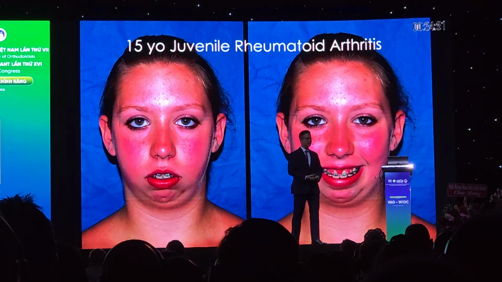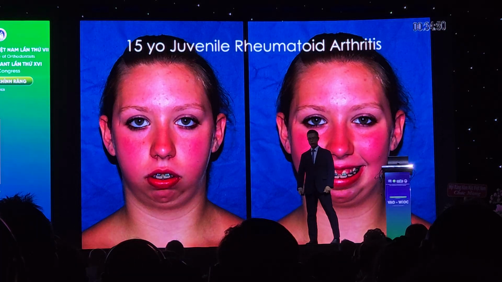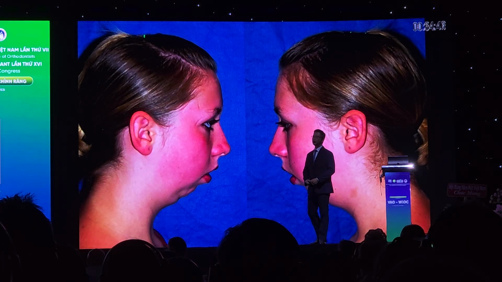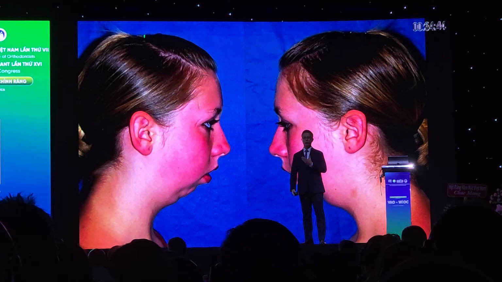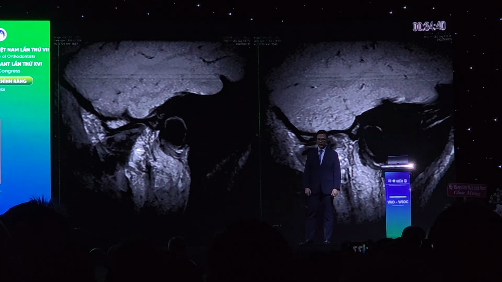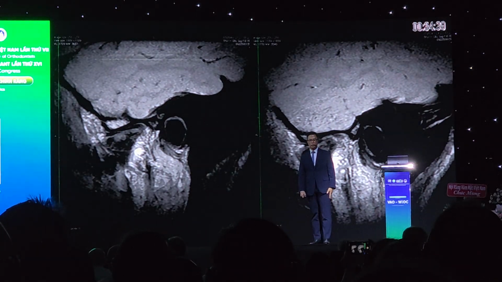And let's look at this patient. This patient is a 15-year-old with juvenile rheumatoid arthritis, very retrognathic, and you see her, basically she doesn't have a lower jaw. Very retrognathic. And those are her MRI images for her TMJ.